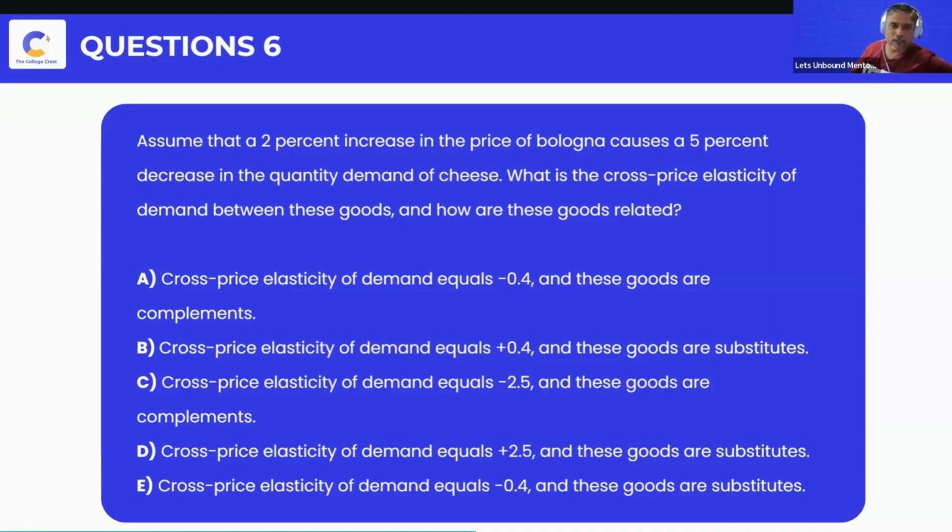So cross price elasticity of demand here is the ratio of 5 to 2, which is 2.5, and because the change is happening in opposite directions, there is an increase in one causing a decrease in the other, so it is negative 2.5. And these goods are obviously complementary goods. So the correct answer here is option C.